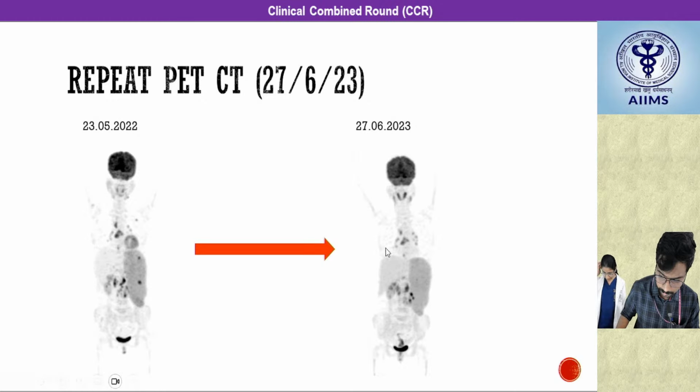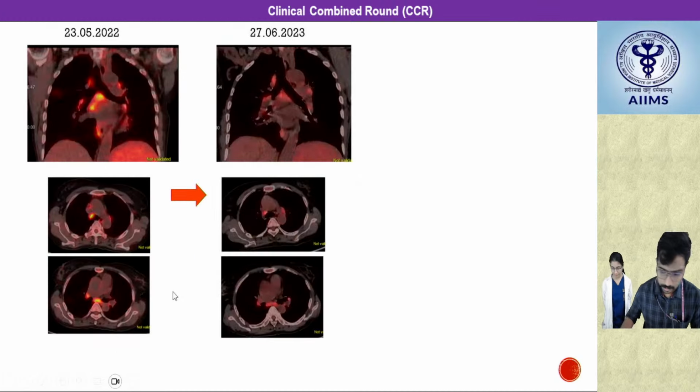So a second PET-CT was repeated on June 27, and from the MIP image we can see that there is overall reduced uptake in the mediastinal and retrofrontal lymph nodes, and there is absence of the focal activity that was seen in the spleen initially. So these are the coronal images which is showing reduced FDG uptake in the mediastinal lymph nodes, and these are the axial images showing the same.